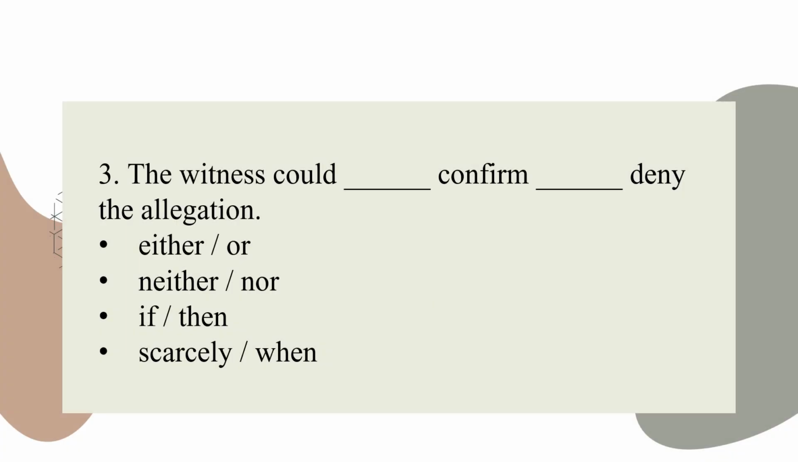The next question is pretty easy to solve. It says, the witness could dash confirm dash deny the allegation. Options given are either or, neither nor, if then, scarcely when. So the correct answer here would be either or. The witness could either confirm or deny the allegation. Two contrasting images have been drawn: either it will be confirmed or it will be denied. So it's pretty simple.